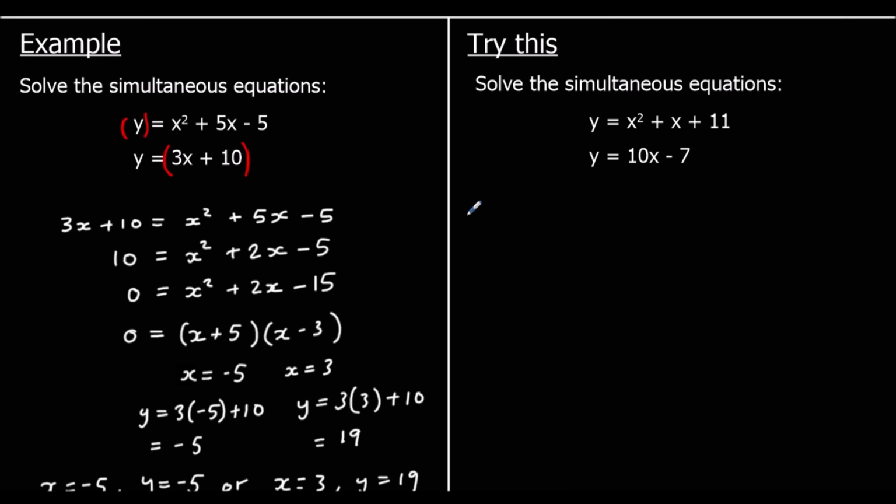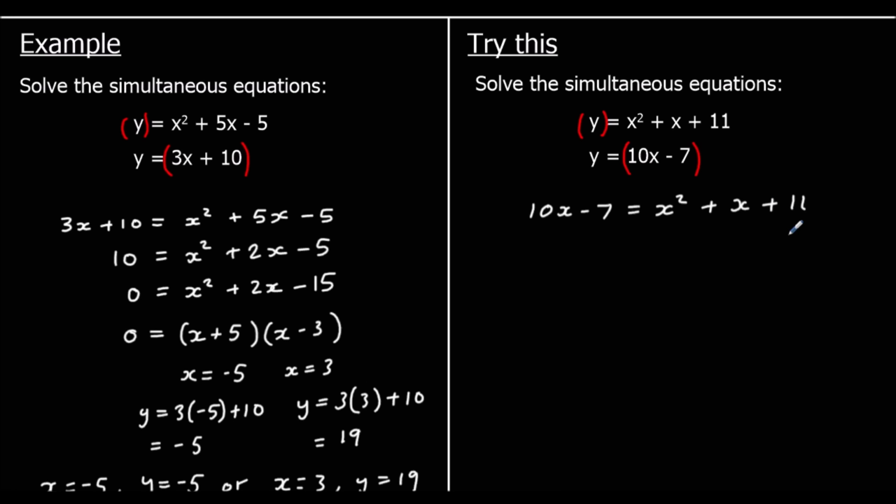Okay, one for you to try. So give this one a go. We've got y equals x squared plus x plus 11 and y equals 10x minus 7. So our linear equation, y is the subject. We don't have to rearrange it. We can just say y is 10x minus 7. So we can substitute that into our quadratic to get rid of y. So that means that 10x minus 7 is equal to x squared plus x plus 11.